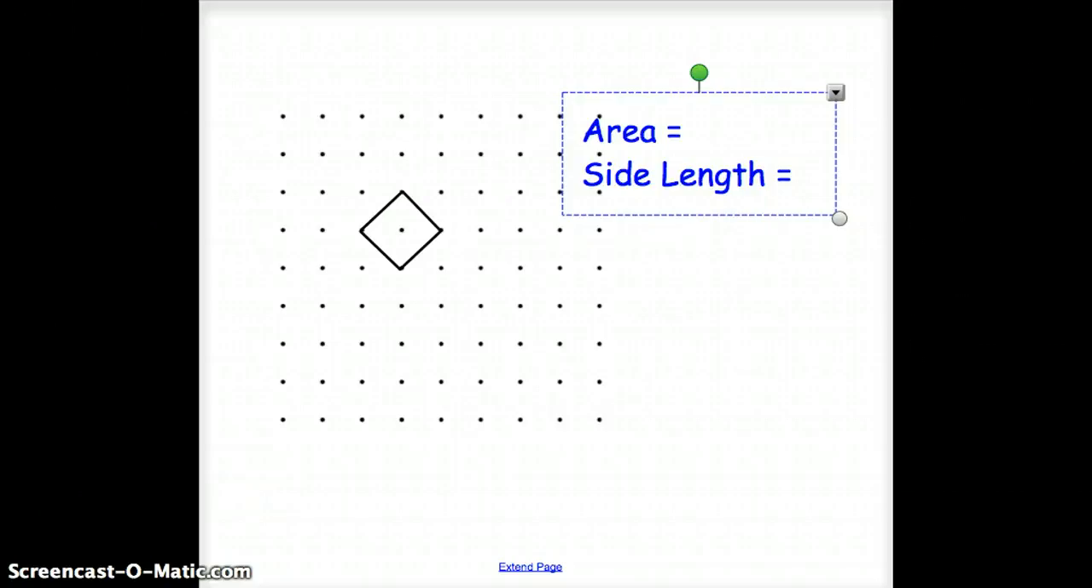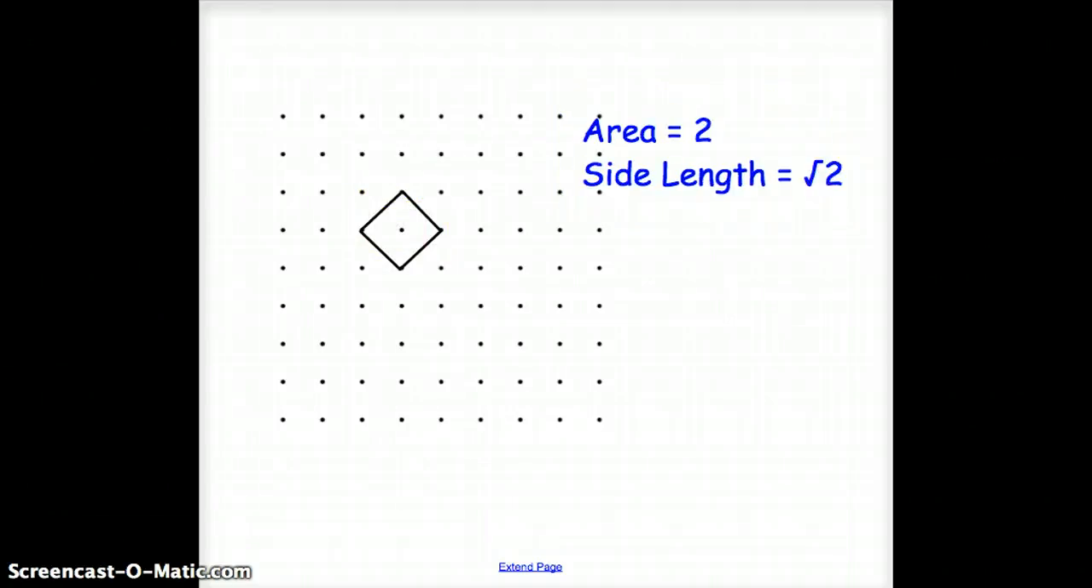We've seen this square before. It has an area of 2 because each piece here is half of a block. We have 4 of those pieces. 4 halves would be 2. When I have an area of 2, the side length then is the square root of 2.